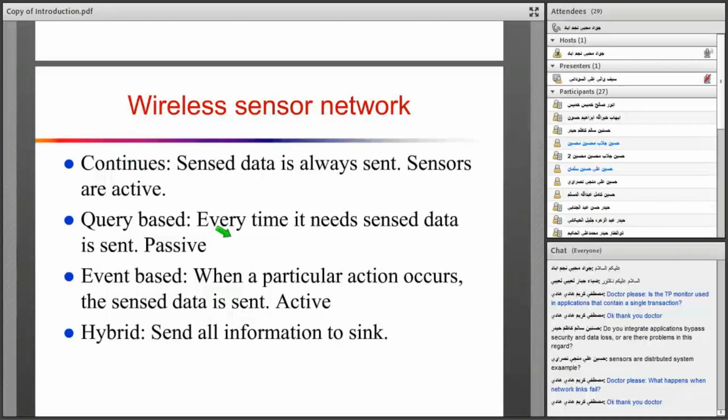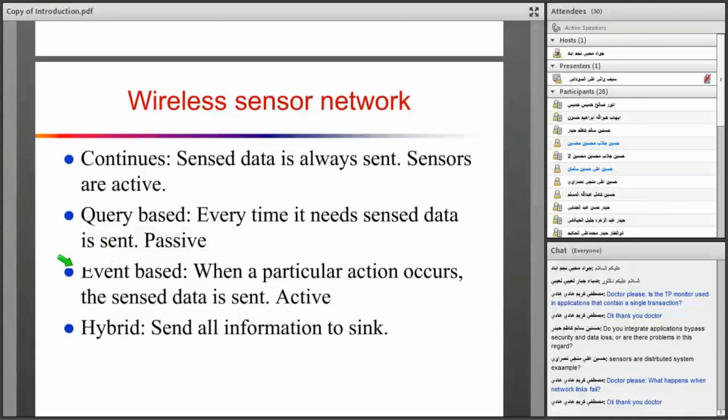In query based, every time it needs sensed data, it is sent. It's called passive. In event based, when a particular action occurs, the sensed data is sent. Again, it's called active. What's the difference between the continuous and event based? In the continuous, sensed data is always sent, but in event based, the sensed data is sent only after a particular action occurs.